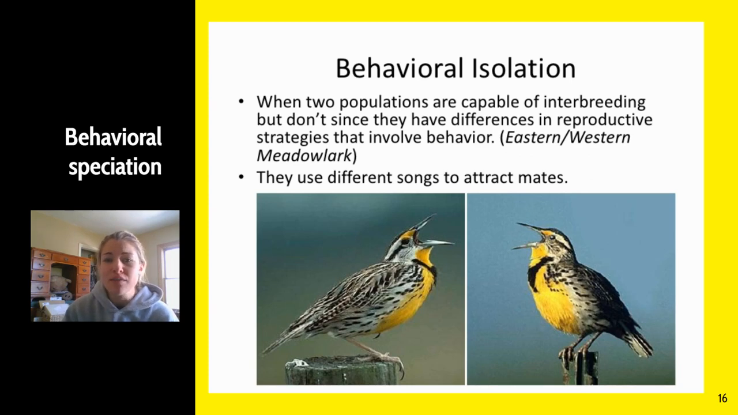So these two birds look really, really similar. They are both different types of meadowlarks, but one lives in the eastern US and one lives in the western US. Their songs are different. So they're not going to attract a mate because they're not singing their song.